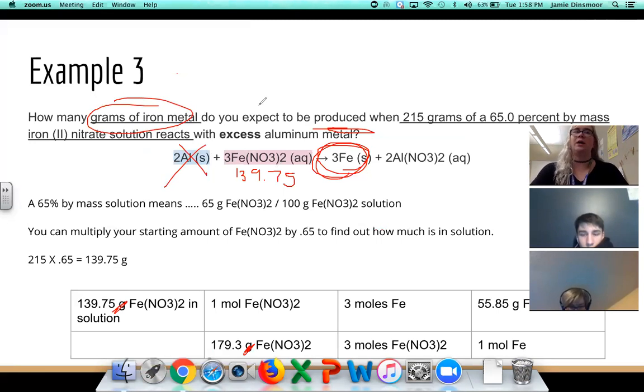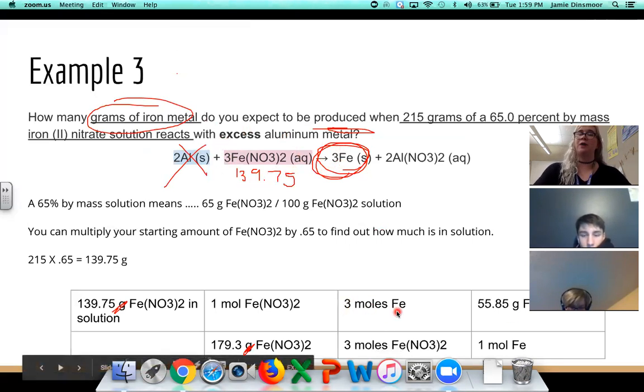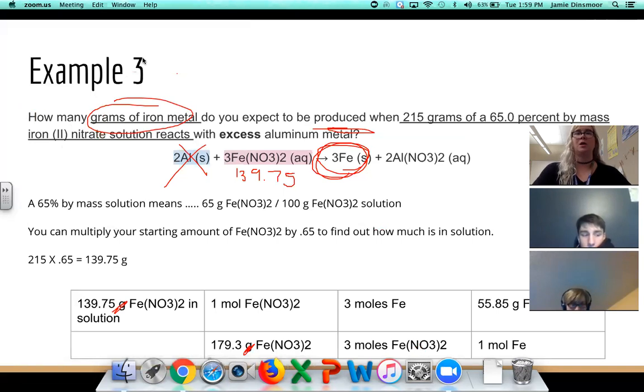What we do need, though, is those ratios, which we get from our balanced equation. For every 3 moles of iron 2 nitrate, we produce 3 moles of iron. Makes sense, does not always work out that way, right? Which is great, because then we have 3 moles of iron to 3 moles of iron 2 nitrate. Are we done? No, because we want to know grams. This will tell us moles, which is a step in the right direction, but we need to know the grams of iron that are produced.